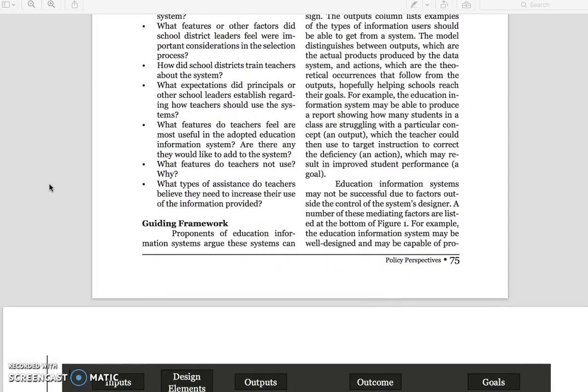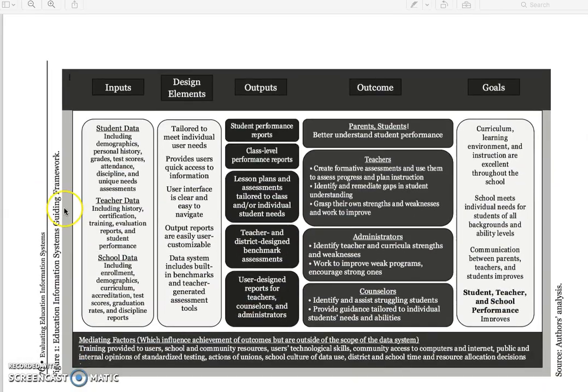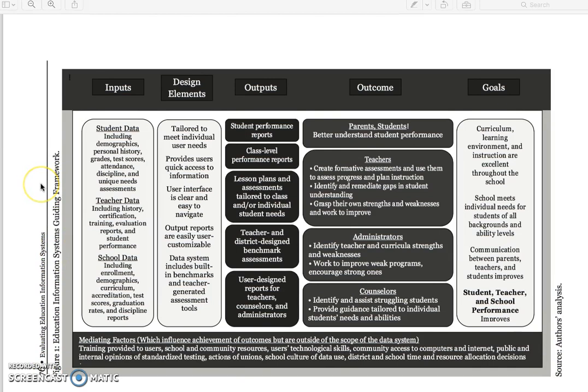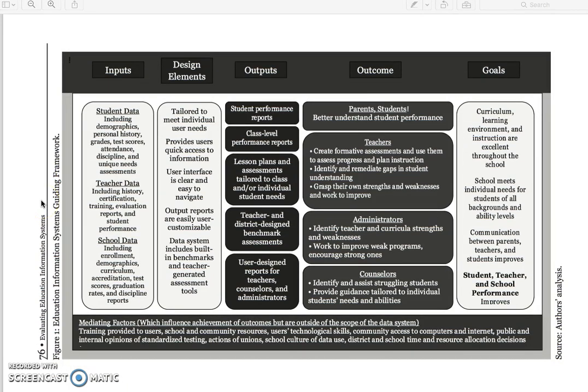So the first thing is this guiding framework for education information systems on page 76. You can consider it as another tool for us to make sense of education information system. And I think it does a nice job describing these different dimensions of the information system. So the first dimension is this inputs dimension.